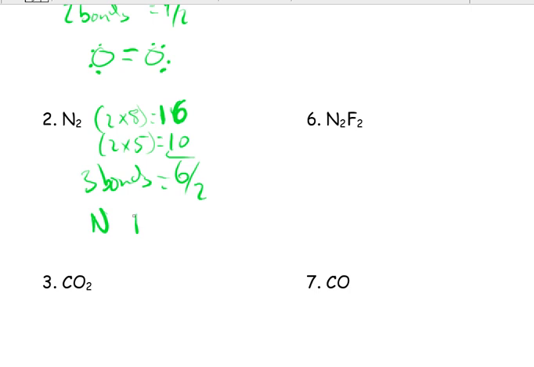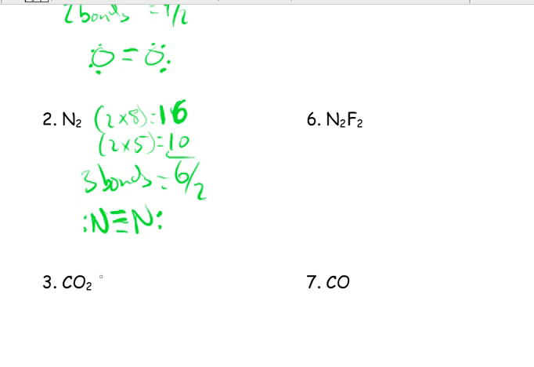So we have a nitrogen and another nitrogen with 3 bonds between them. Each one of these nitrogens is going to need 2 electrons to fill up its outer shell to give it a total of 8. So we've got 2, 4, 6, 7, 8. So that makes them happy. Let's take a look at, skip ahead to number 3.